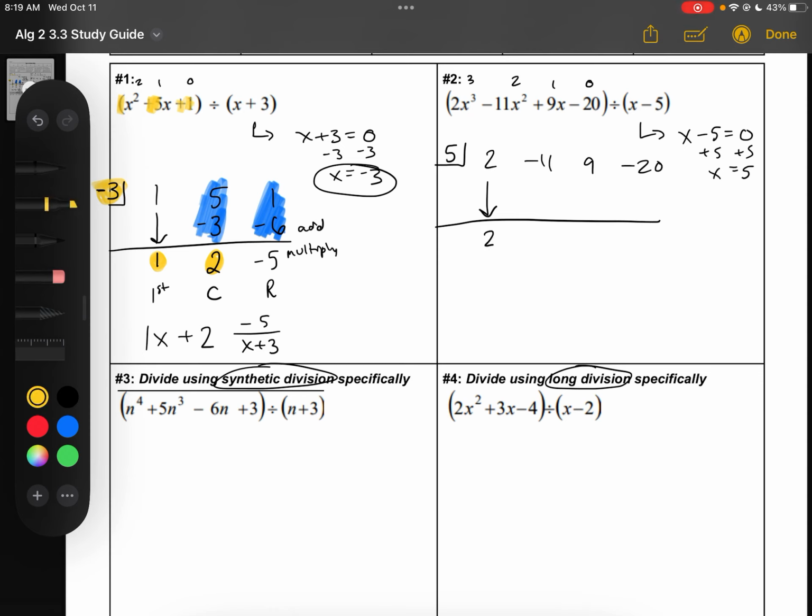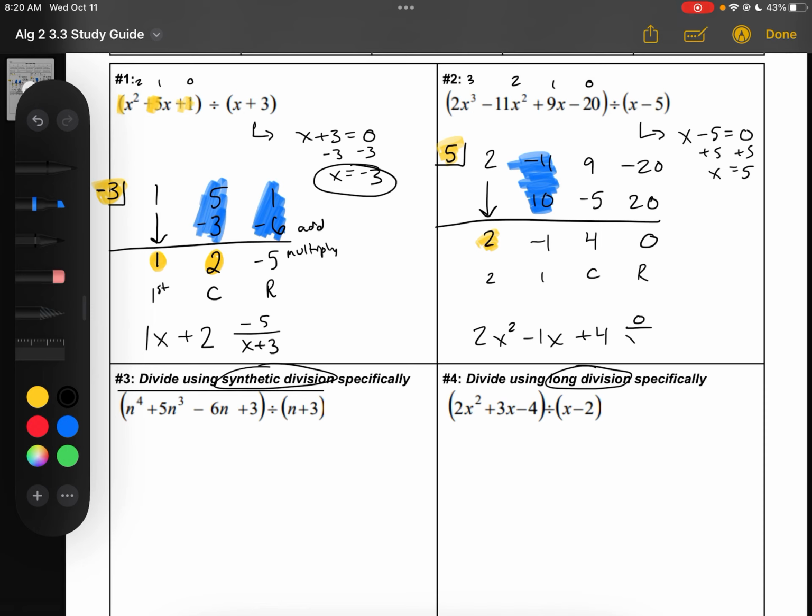So 2 and 5 are the terms that we multiply to get 10. Above the line, again, we are adding. So -11 and positive 10 get us -1. And then we follow those same steps from here. So again, multiply below, add if we're above. 9 minus 5 is 4, times 5 is 20. 20 minus 20 is 0. So remainder, constant, first degree, second degree. So 2x squared minus 1x plus 4.